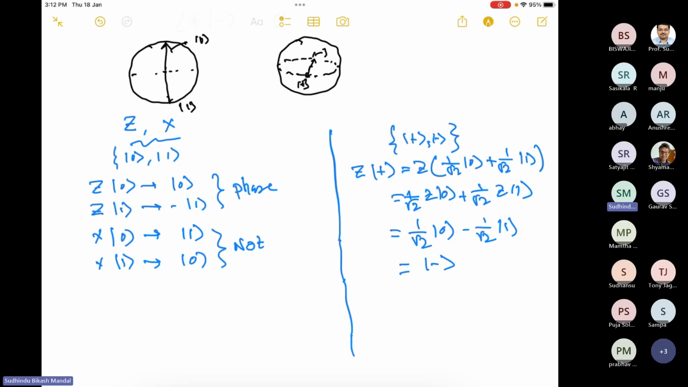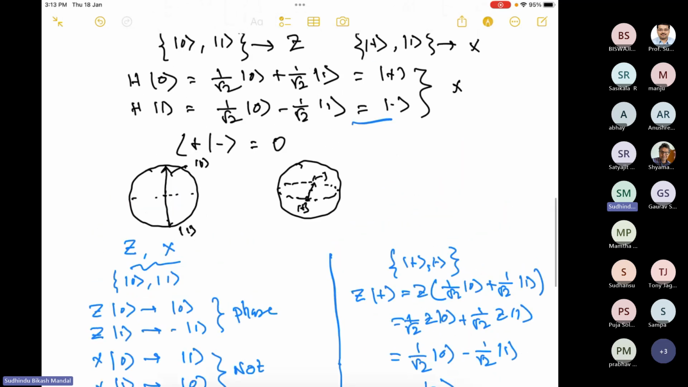Now again, if I apply Z over the minus state, I skip this step. If I apply Z over this 0, it will give you 1 by root 2 0. And if I apply Z over this 1, it will give minus, and then minus minus will be plus, 1 by root 2 1. So what is this state? This state is actually a plus state, just like this plus state, 1 by root 2 0 and 1.